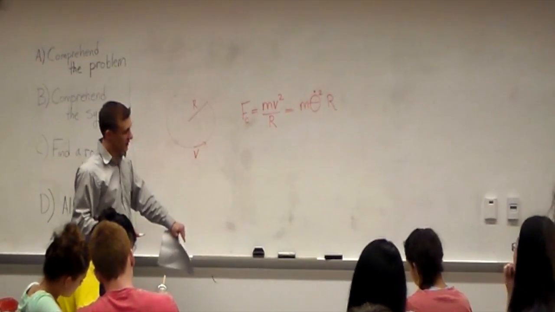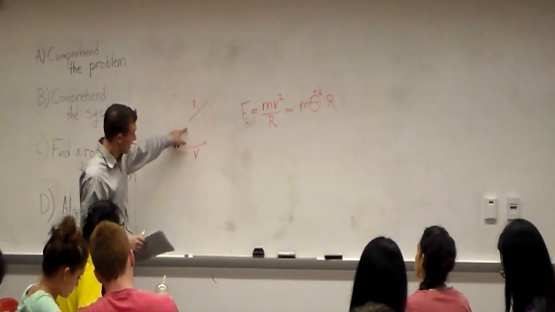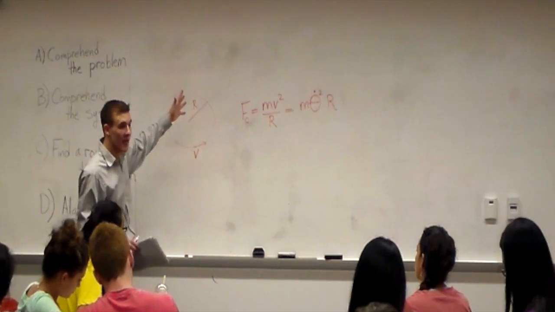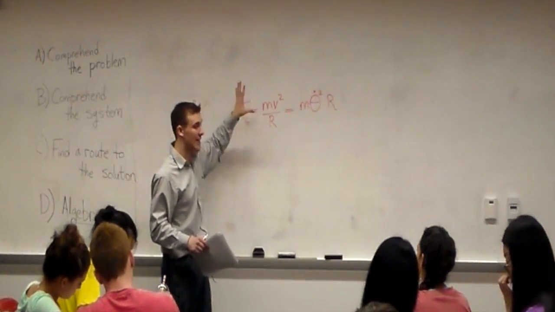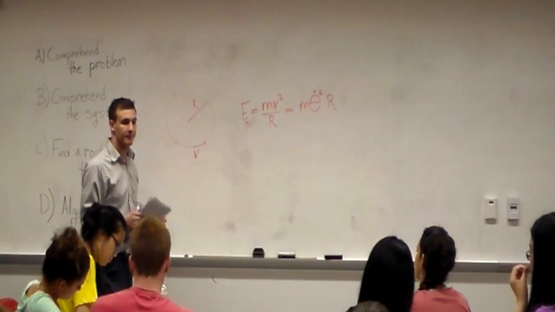There is a net force on it. If it's not moving in a perfectly straight line at constant velocity, there is a net force on it. In the case that it's moving in a circle, that net force is equal to this in magnitude and is always pointing towards the center of the circle. Okay?